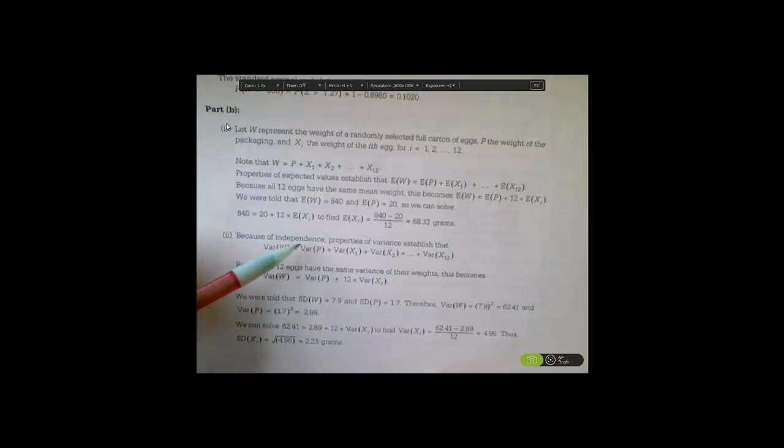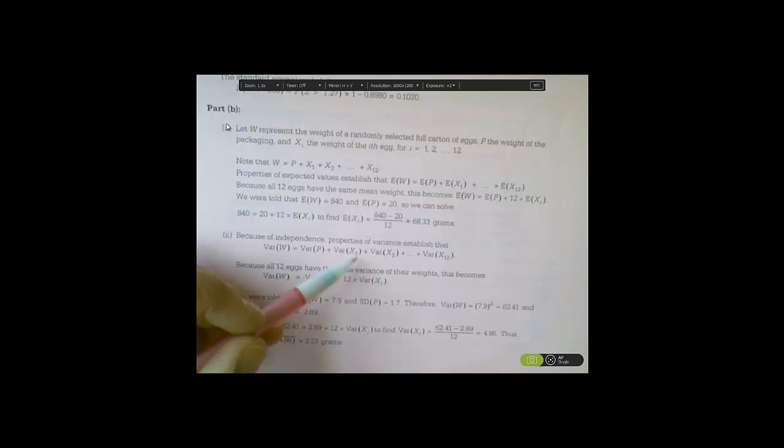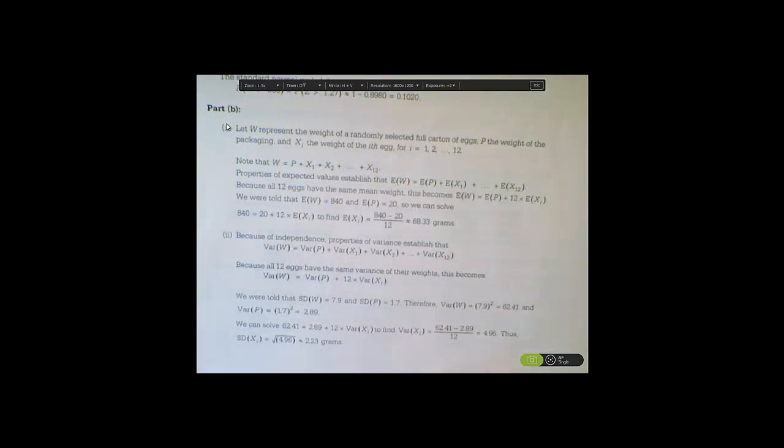because the variables are independent, their variances are going to add. So I have the variance of the whole weight is going to equal the variance of the empty carton plus the variance of each individual egg. Okay, so the variance of each individual egg is going to be the same, so that's where that 12 comes from. We were told the standard deviation of the full carton and the empty carton, so we're calculating those 2 values, and then we're solving this equation.